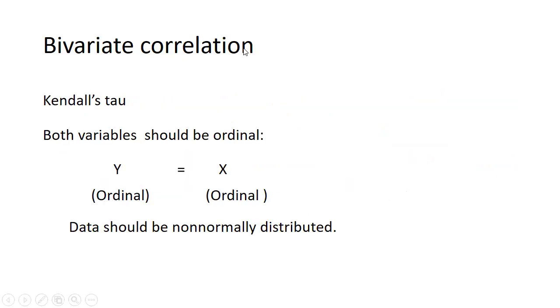For Kendall's Tau's condition, we have two variables. Both the variables should be ordinal, because my data is not normally distributed. That is why I'm using Kendall's Tau, and some data are tied.